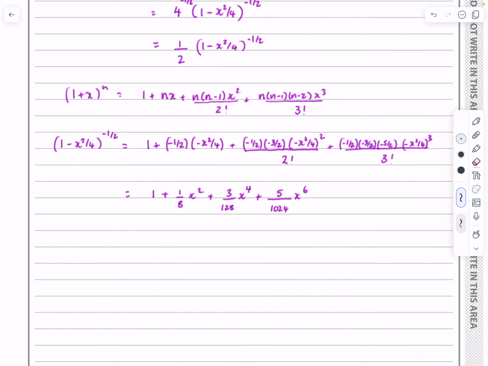And then when you're doing the numbers, I do it more than once. So I do half times a quarter, which is an eighth. I do a half, 3 over 2. Be careful there. Okay, that's a quarter squared and divided by the 2 factorial.